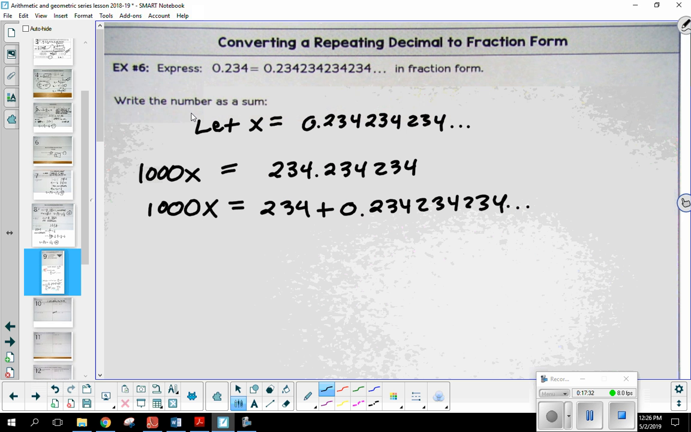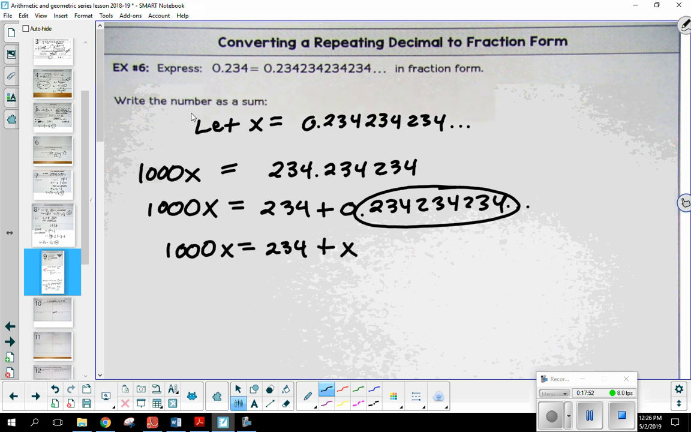But does anybody notice anything? How do we start the problem? We said that decimal we were wanting, the one that repeats, is just x, right? So I'm going to say 1,000x equals 234 plus x. And now I'm just going to solve for x.